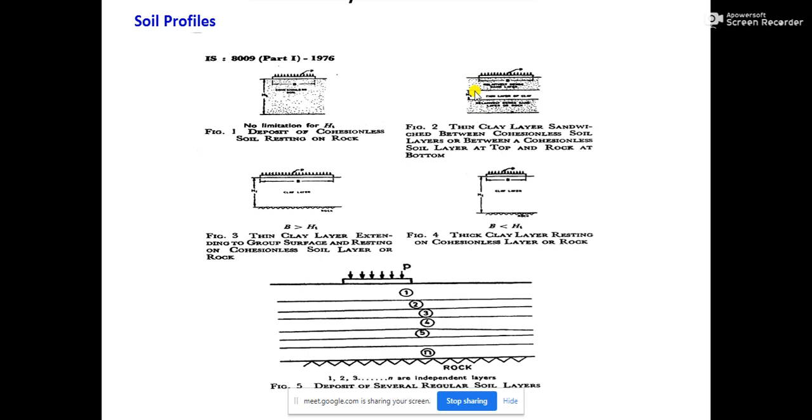Okay, so this one-way drainage and two-way drainage will be important when you will be understanding the calculation of the time required to complete settlement. This is very important. Okay, calculate the time required to complete consolidation settlement. Now you see this figure 3 and figure 4, this is the third profile and the fourth profile. So third profile, as I have said, both are clay.